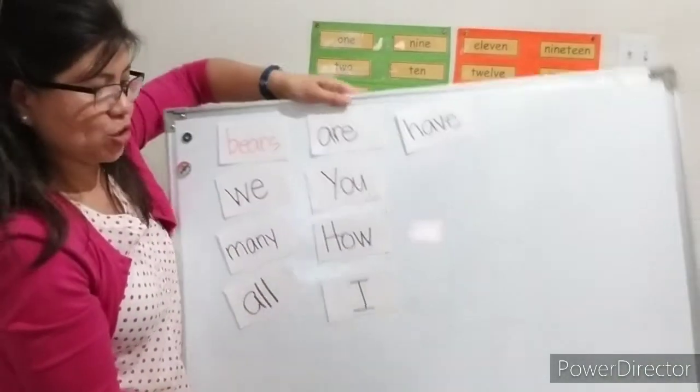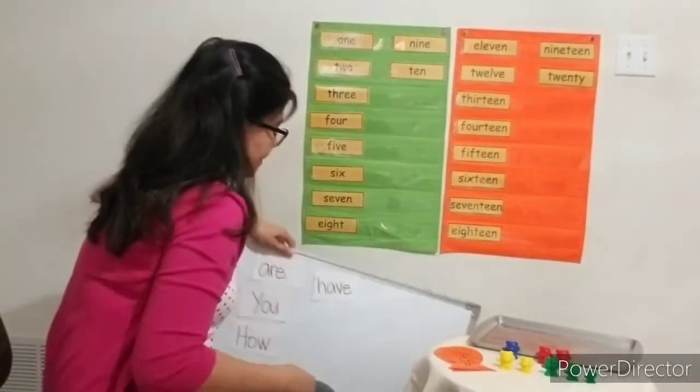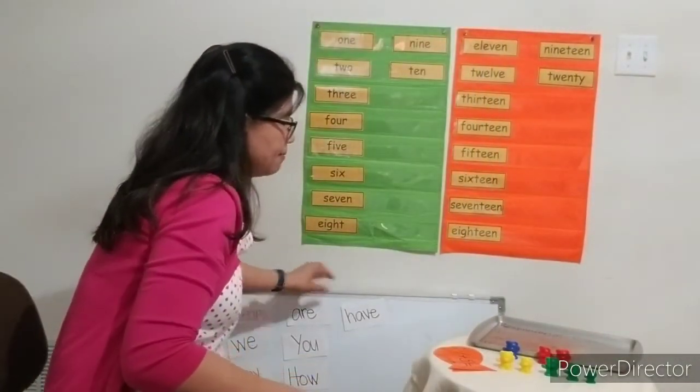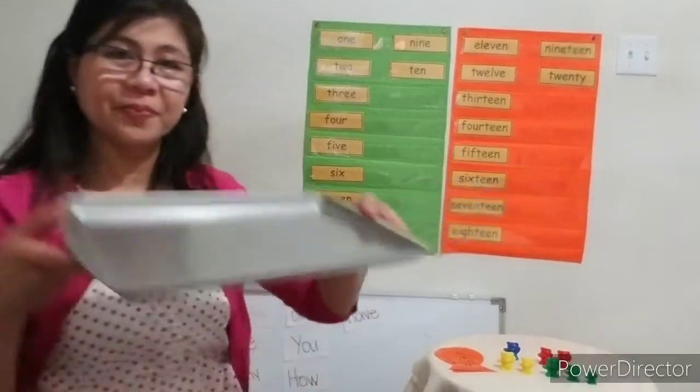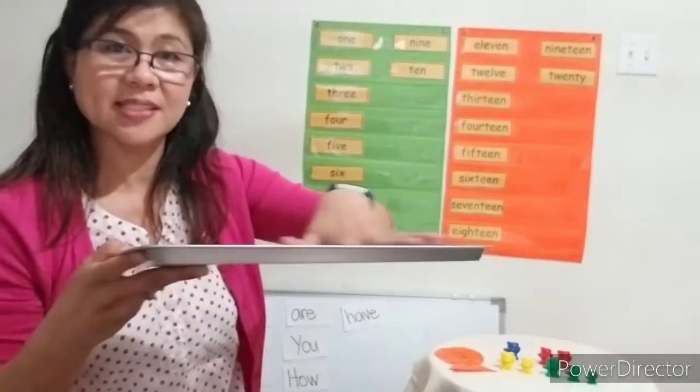Here we go. Let's try this. Aha. I have my tray right here. Okay, this is the playground.